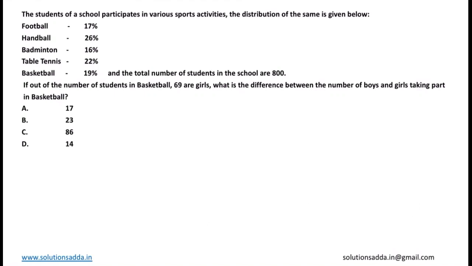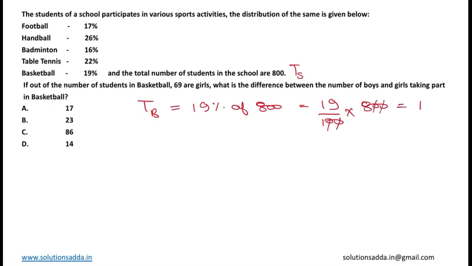So first of all, we need to find out the number of students in basketball. Let TB denote the number of students in basketball, that is total students in basketball. It is given as 19% of 800. 800 is the total students. So it comes to 19 by 100 cross 800. 19 into 8 is 152. Therefore, TB is 152. What is TB? Total number of students in basketball.